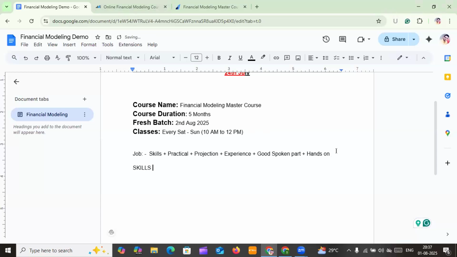Number one, skills. When we say skills, it means overall understanding of the domain, that is financial modeling. You should be good in theory plus practical both. Because when you have clarity on the concept part, only then can you go for the execution part. So practical and theoretical understanding of the overall domain comes under your skill sets. That is number one. Number two, a strong portfolio. That is your so-called experience, your projects, the practical part, the hands-on part. You need to have a strong portfolio.